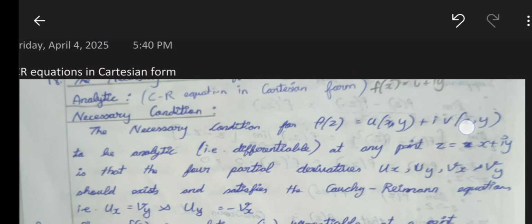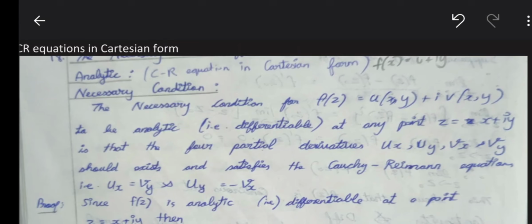I mean the Cauchy-Riemann equation in Cartesian form, clearly and simply. Let us go to the point. CR equation in Cartesian form. What is Cartesian form? It is a partial derivatives form. Okay, let us go to the statement.